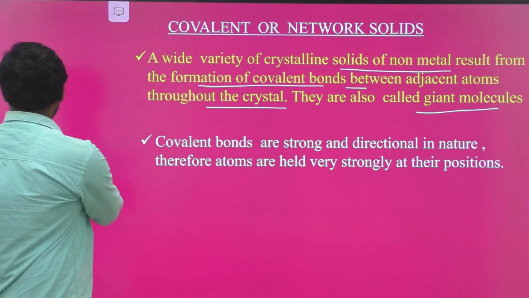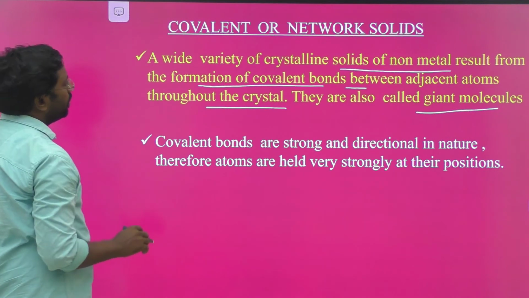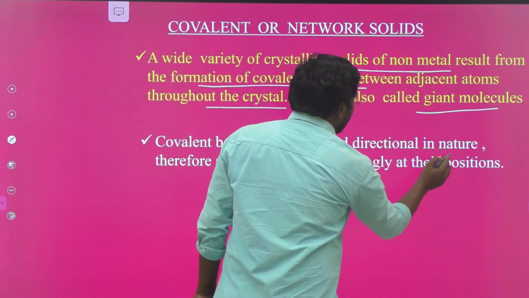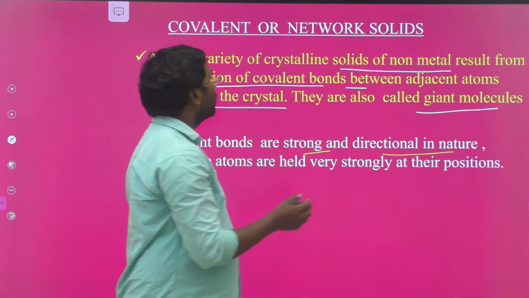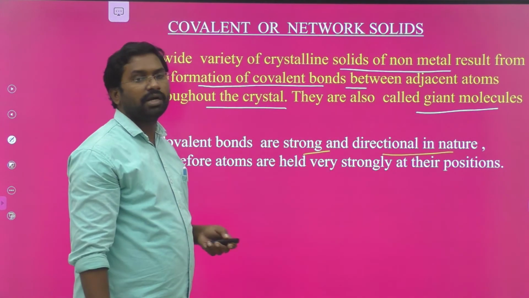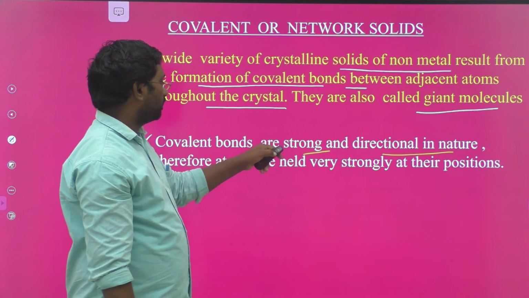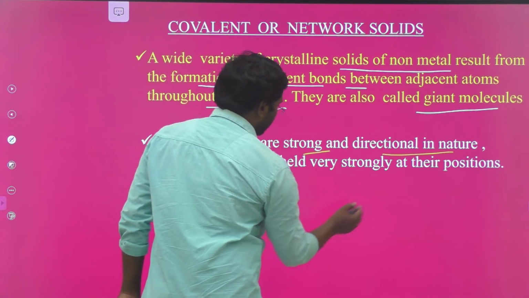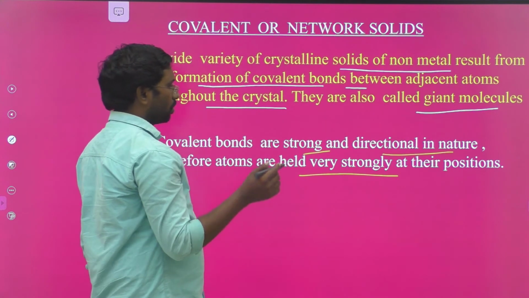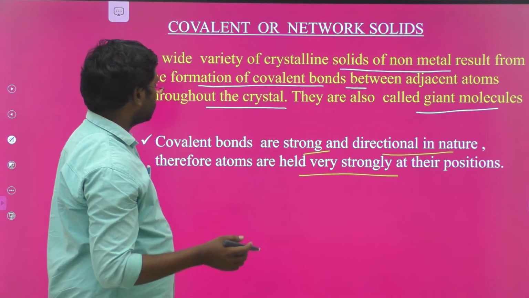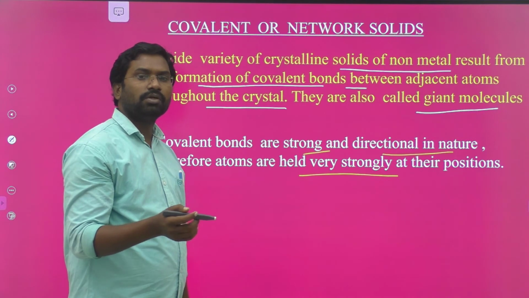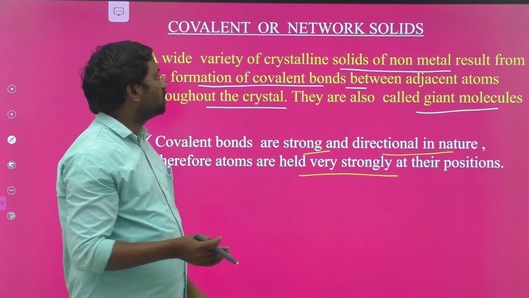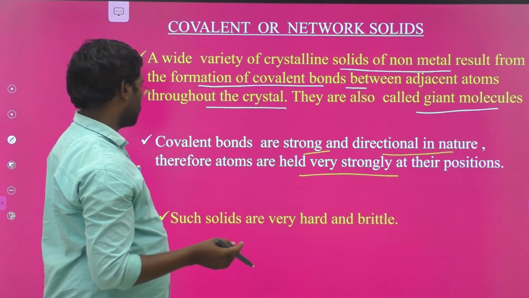The next point regarding these covalent solids is that covalent bonds are strong and directional in nature. The covalent bonds present in covalent or network solids are very strong and directional. Therefore, these atoms are held very strongly at their positions. So this is about the covalent or network solids.